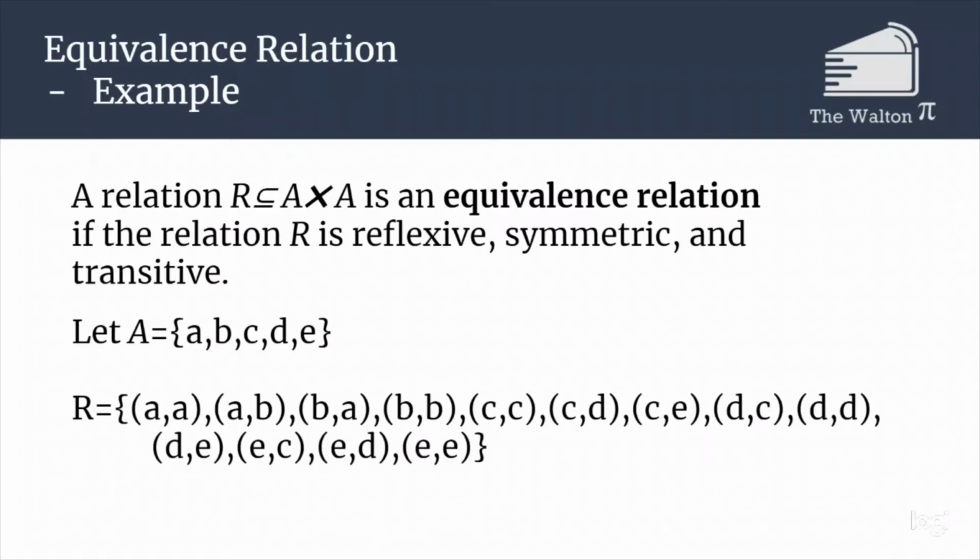Let's look at this example. Try and take a minute to figure out if this is reflexive, symmetric, and transitive, because if it is, then this is an example of an equivalence relation. Hopefully that was enough time for you to be able to figure out that this is going to be an equivalence relation. It satisfies all the necessary requirements to be reflexive, symmetric, and transitive.